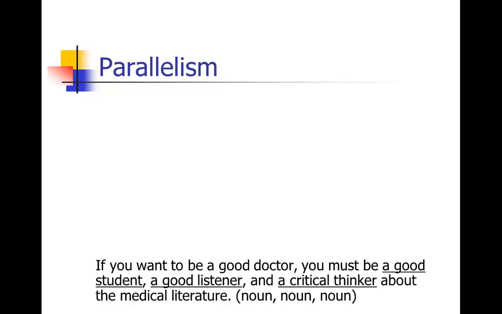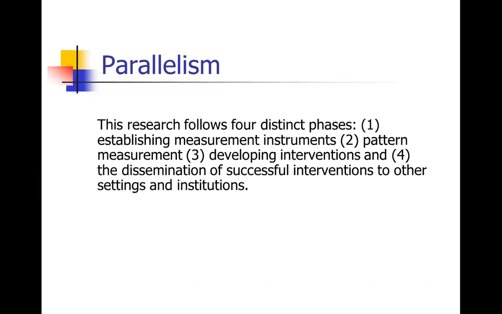Here's another example of something that's not parallel in a list of items. Now, this is a list of items that's numbered, but even when you've got numbered items, those have to be parallel as well. So it says this research follows 4 distinct phases. 1, establishing measurement instruments. 2, pattern measurement. 3, developing interventions. And 4, the dissemination of successful interventions. So notice we've got 2 that match and 2 others that match. We've got an establishing and a developing, those match, and a measurement and a dissemination, those match. So we want to make them all match.